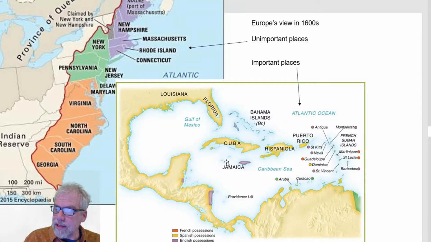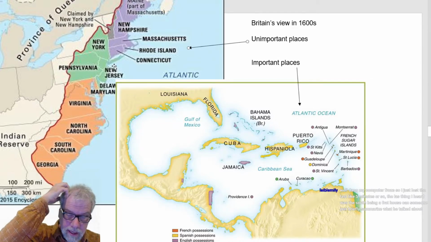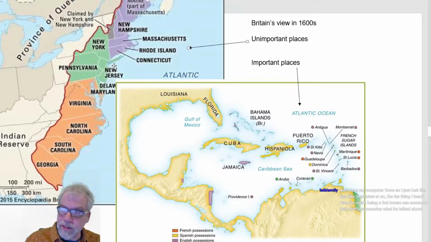Okay, so let's look at this map here. Here's Europe's view, or Britain's view, in the 1600s. Let's call it Britain. These are unimportant places: Massachusetts, Rhode Island, Connecticut, even New Jersey. Those are the places where you dump off religious protesters and things like that. That's where you dump off Puritans and Pilgrims and others. They don't matter.